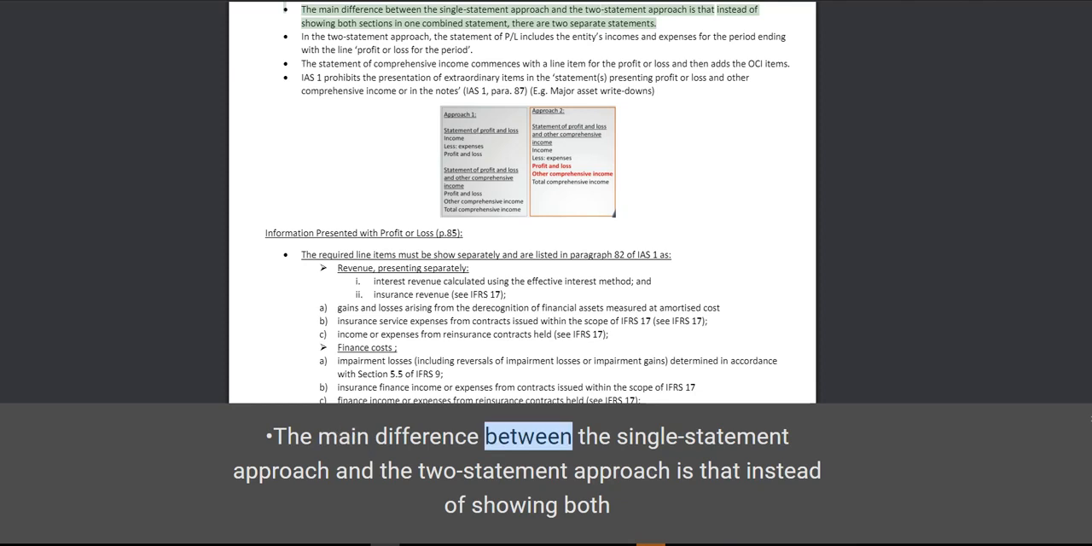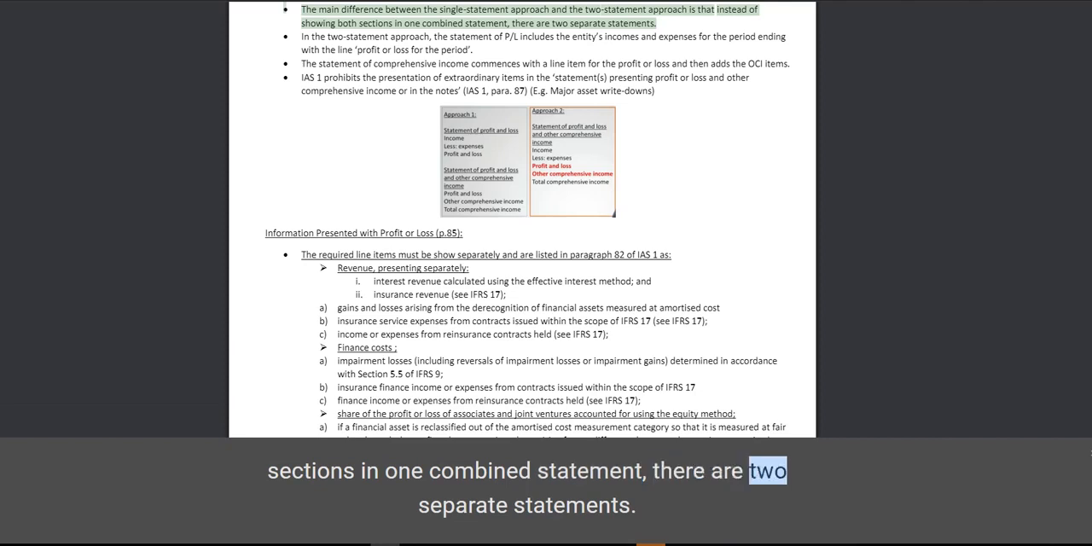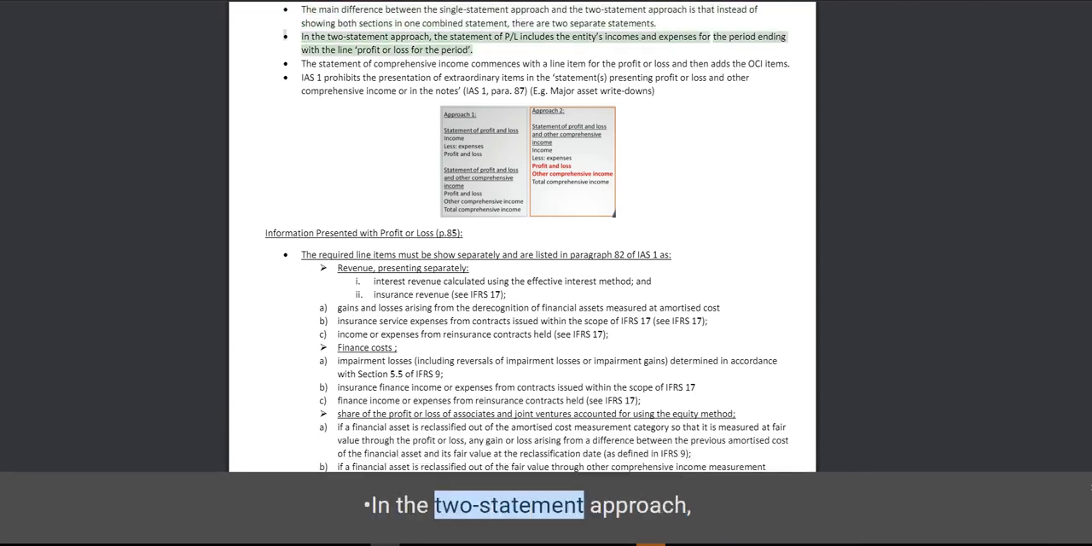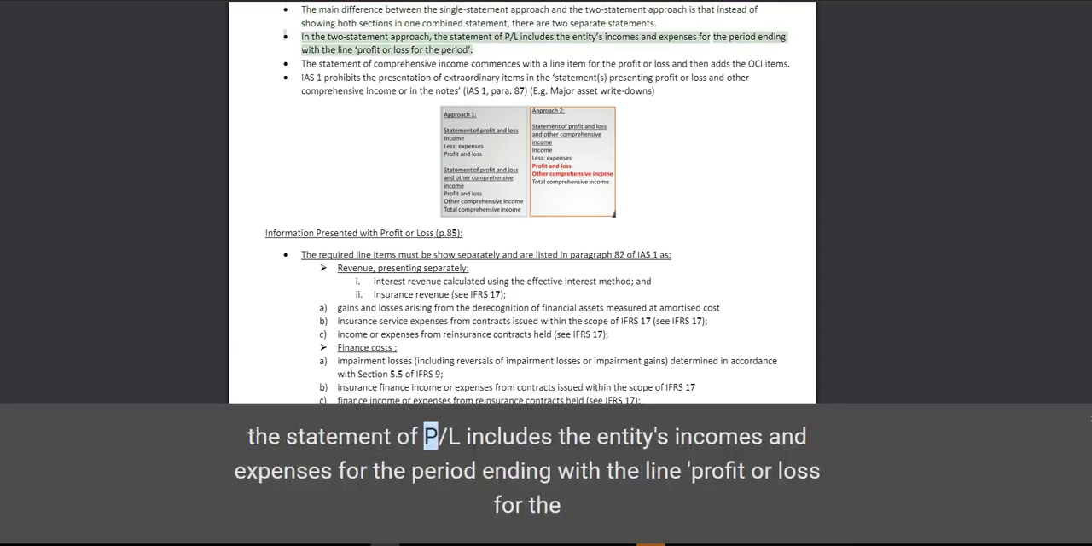The main difference between the single statement approach and the 2-statement approach is that instead of showing both sections in one combined statement, there are 2 separate statements. In the 2-statement approach, the statement of P&L includes the entity's incomes and expenses for the period ending with the line profit or loss for the period.